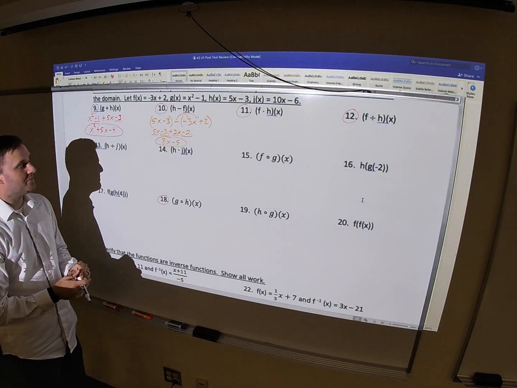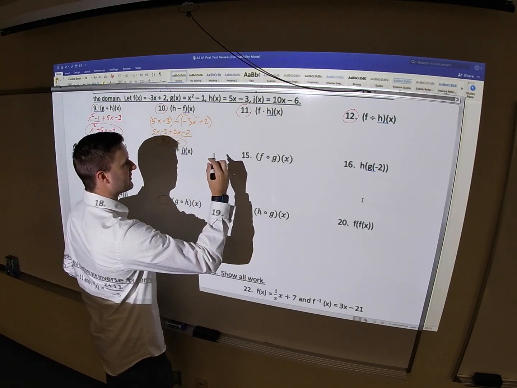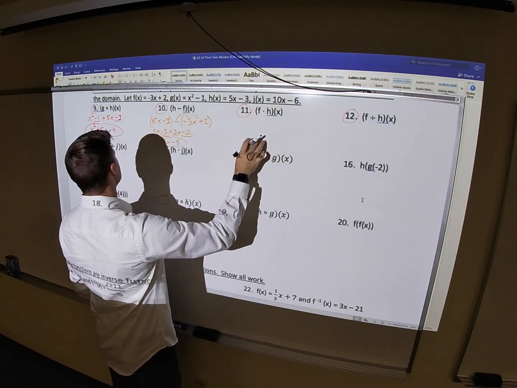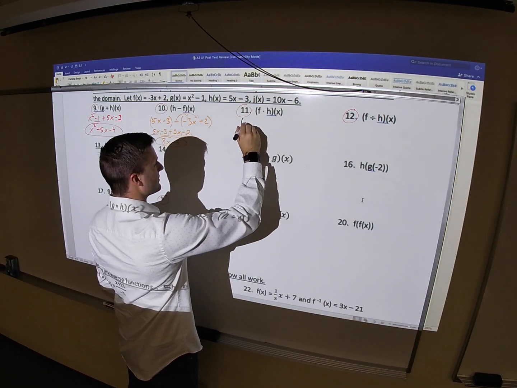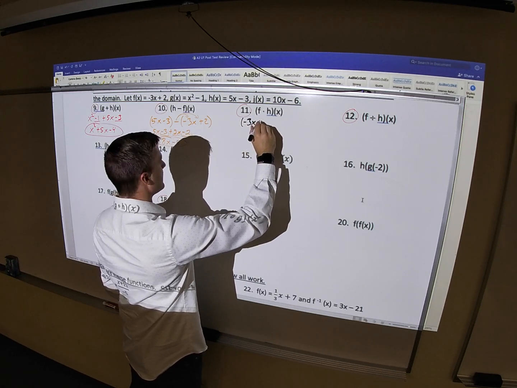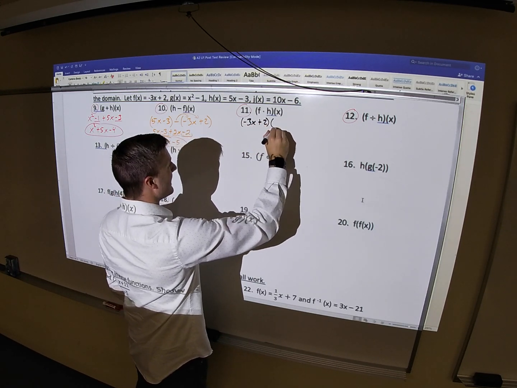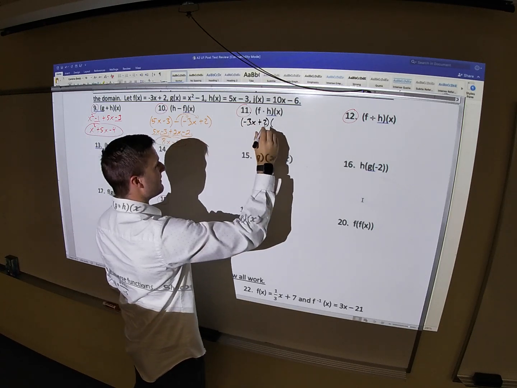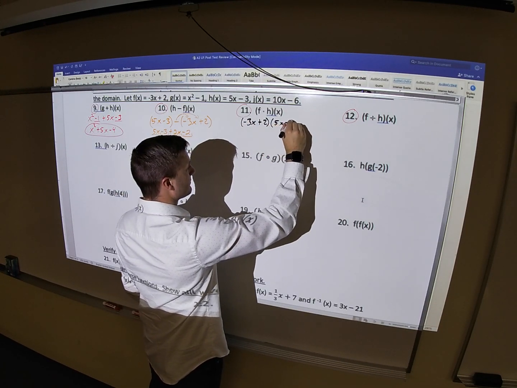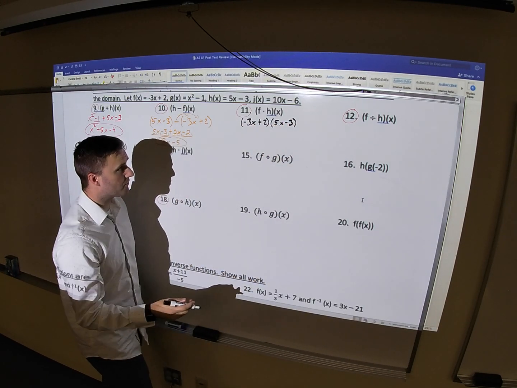Number 11, f times h of x. So we're multiplying, so we have two sets of parentheses. F of x. So this is -3x plus 2 times h of x, which is 5x minus 3.